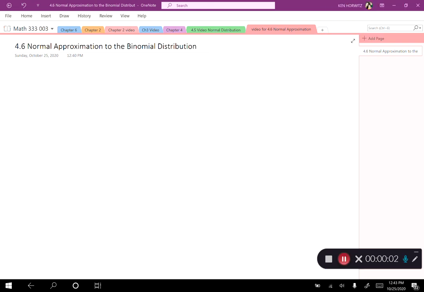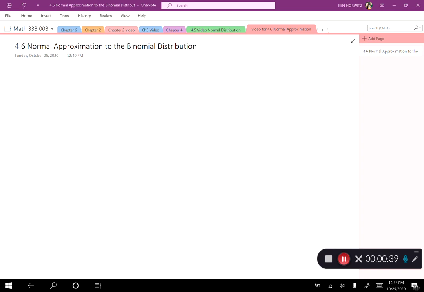Welcome back, everybody. Today we're going to talk about how to use a normal approximation for a binomial distribution. Sometimes we use a normal approximation to estimate a binomial distribution, most importantly to make the problem we're trying to solve easier. However, it's also very often used in statistical inference for proportions, which we will get into later in these videos.